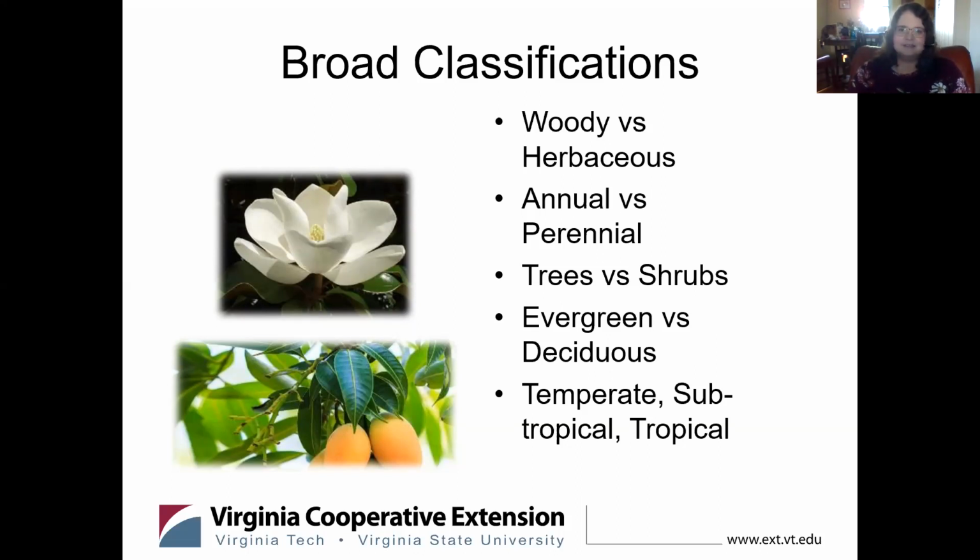So woody plants generally stay above ground all year round. The stems, of course, there could be diseases, insect problems, but in general, the plants are going to be up above the ground all year round. So annuals and perennials. Specifically speaking about our climate here in Virginia, annual plants would be plants we consider like pansies, which grow in the cool season.